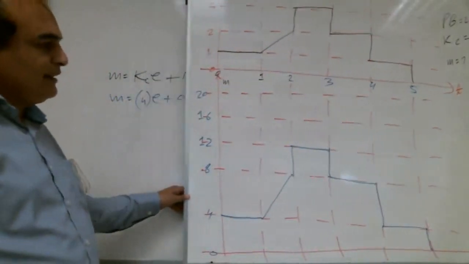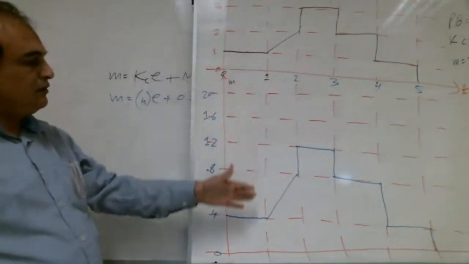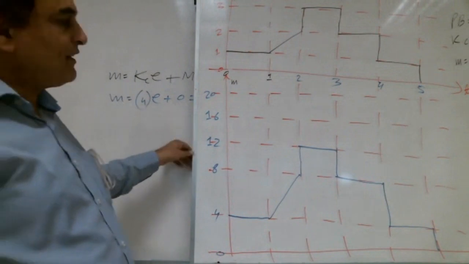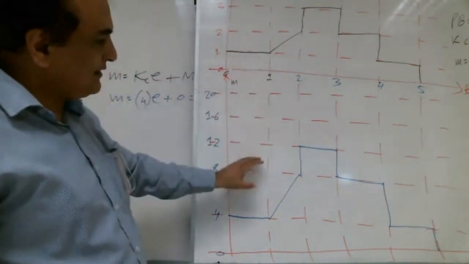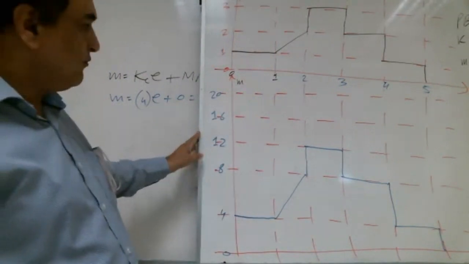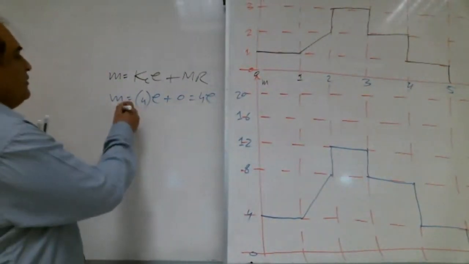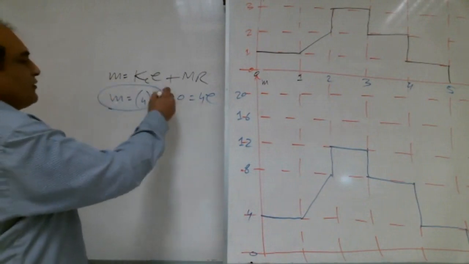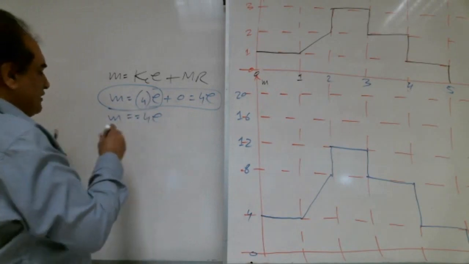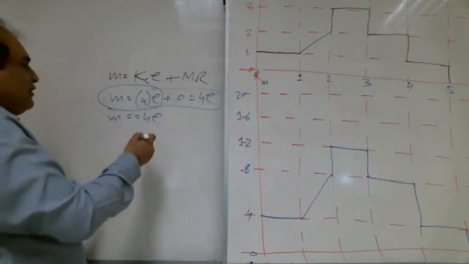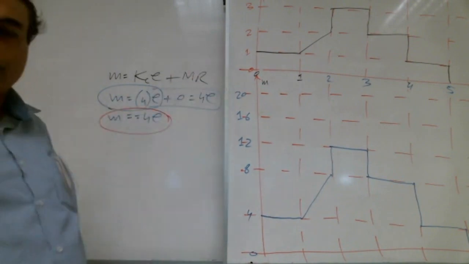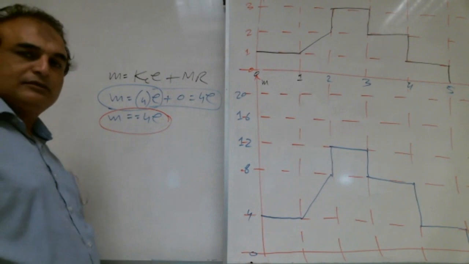So exactly, because it is proportional and MR is 0, whatever the error is there, exactly the same will be the output, just multiplied with 4. Why 4? Because the gain is 4. MR is 0, so M is equal to 4E. Whatever is the error, multiply it with 4. Are you with me?